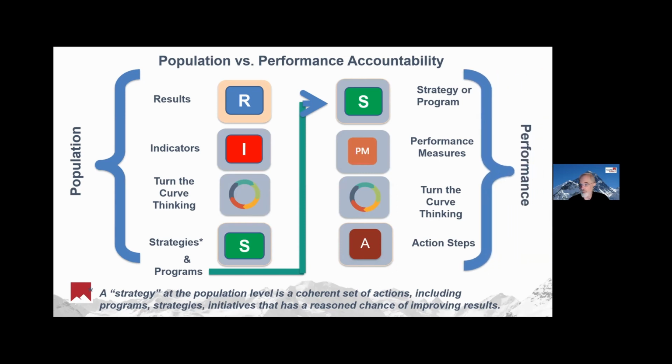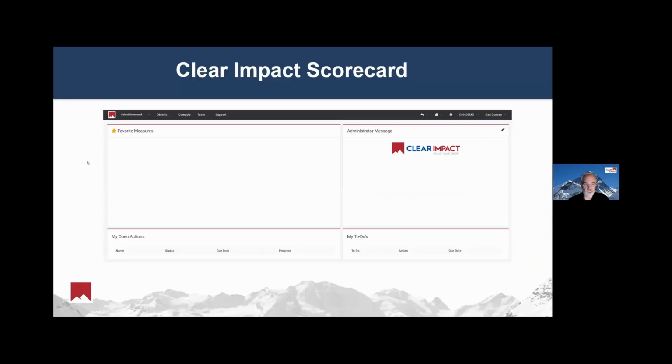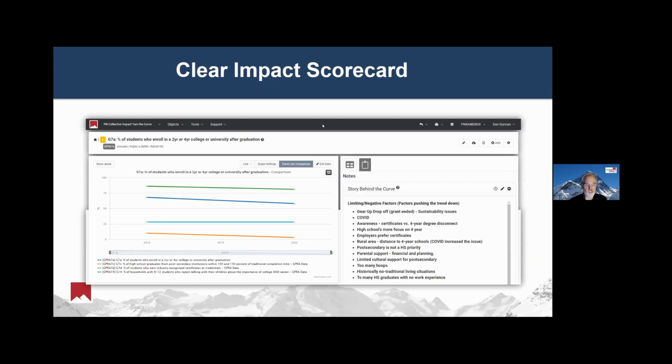And that's performance accountability. So just to give you a quick example, in our scorecard, in our web-based system, that you can use to do this. This was a turn the curve exercise that we did with Promise Neighborhoods grantees, because Promise Neighborhoods, which is a program by the Department of Education, use the scorecard, they use RBA to drive their work. And one of their results is that kids succeed, their overall goal is succeeding from cradle to career.